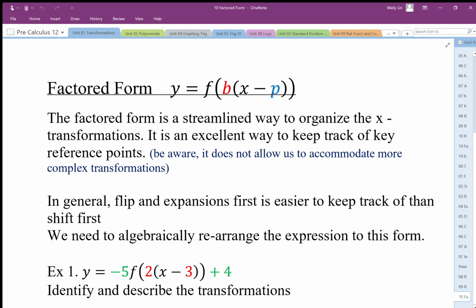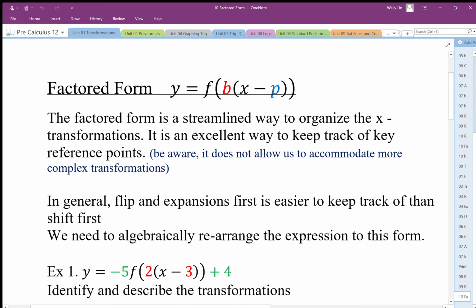So we're going to look at the factored form of the X transformations, or the inside transformations. This factored form is the way we want to be able to do things. This is the easiest and best way that we can describe horizontal transformations. Now, it's important to understand that we cannot rely on this, especially for this unit, because we may not be able to do it in factored form.